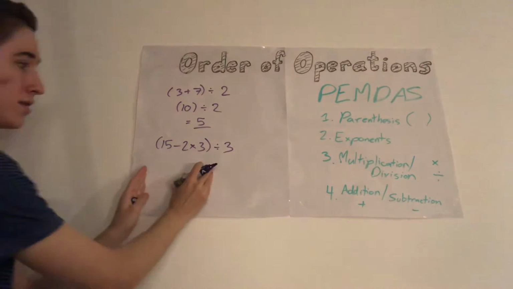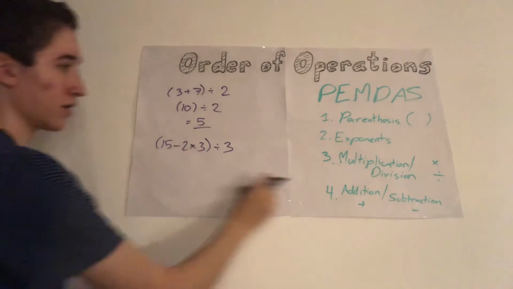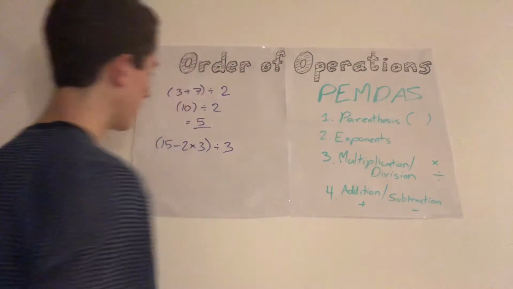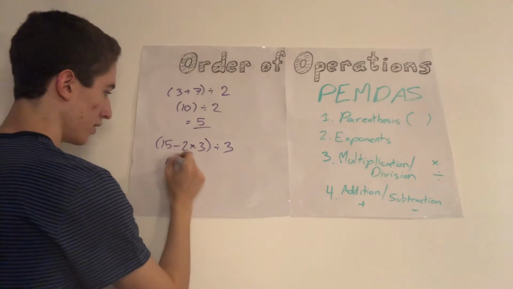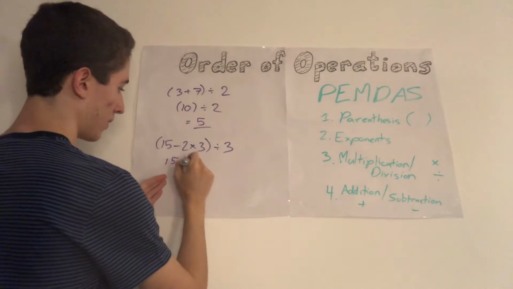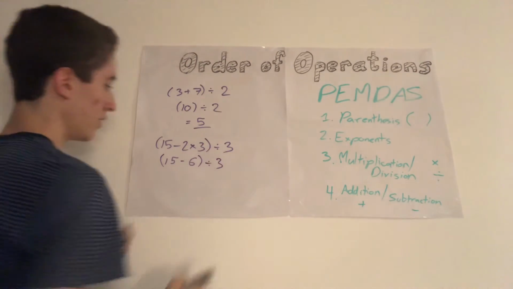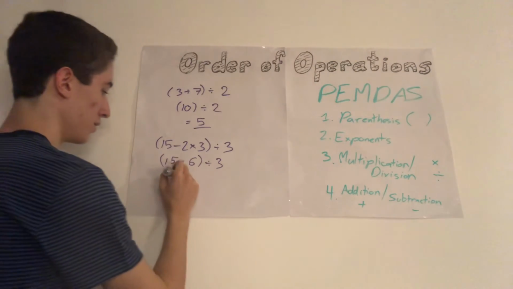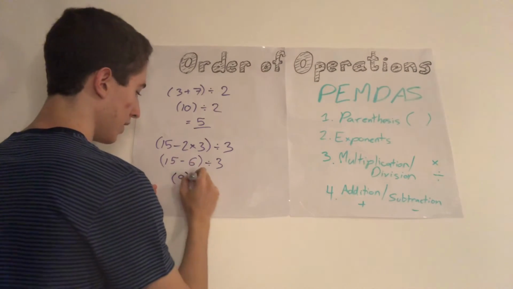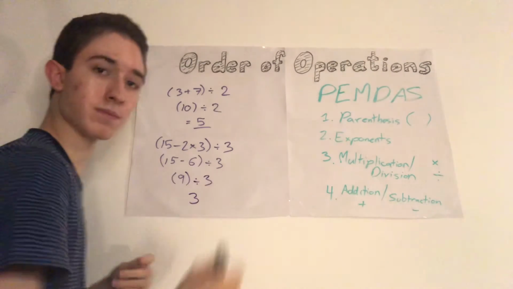So now inside the parenthesis, which one comes first? Multiplication or subtraction? Multiplication is number 3 in the list, so that will come first. So you will do that first, and you would get 6, right? So 15 minus 6, and that is still inside a parenthesis. So you can again do what's inside the parenthesis. 15 minus 6 gives you 9, and that divided by 3 would be 3. Correct?